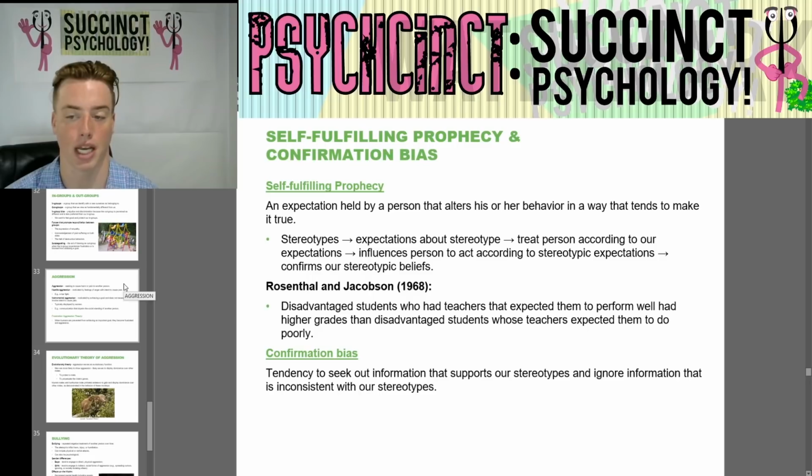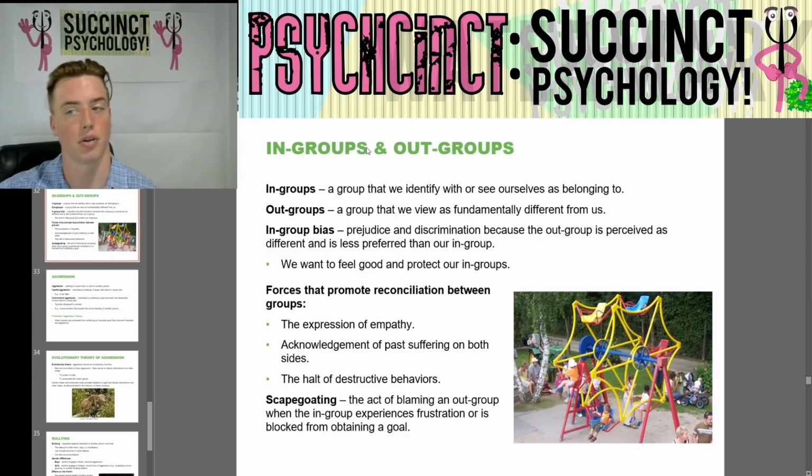Now, confirmation bias is a tendency to seek out information that supports our stereotypes and ignore information that is inconsistent with our stereotypes. Next, we have in-groups and out-groups. An in-group is a group that we identify with or see ourselves as belonging to, while an out-group is a group that we view as fundamentally different from us. In-group bias is prejudice and discrimination because the out-group is perceived as different and is less preferred than our in-group. So we want to feel good and protect our in-groups.